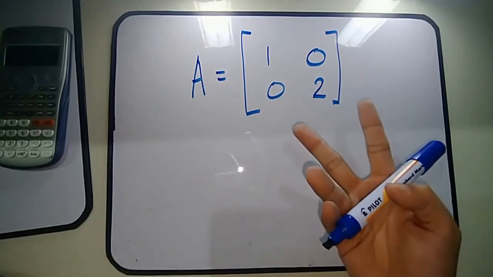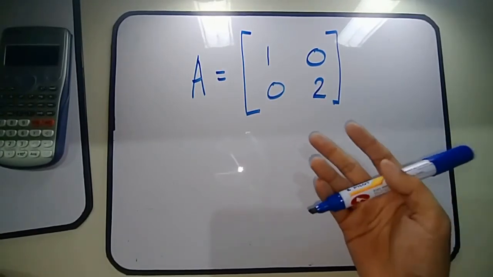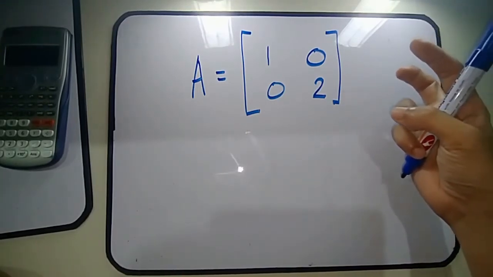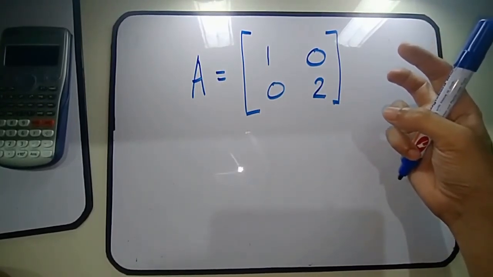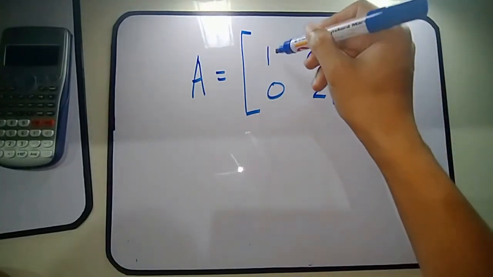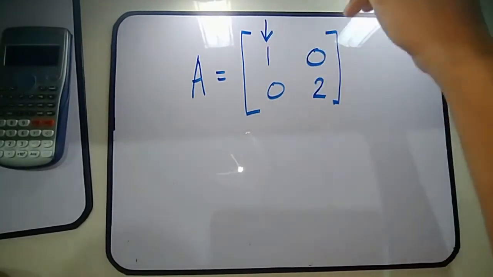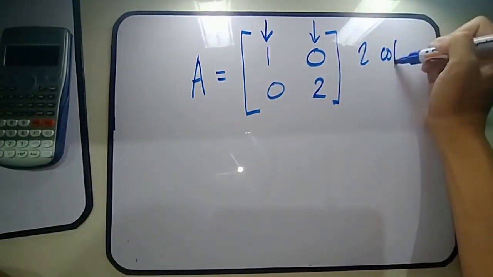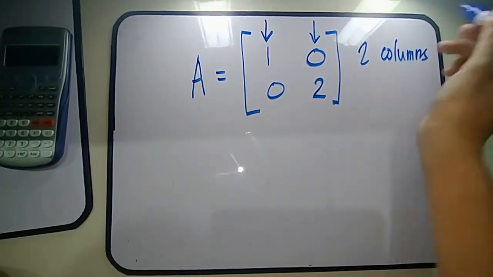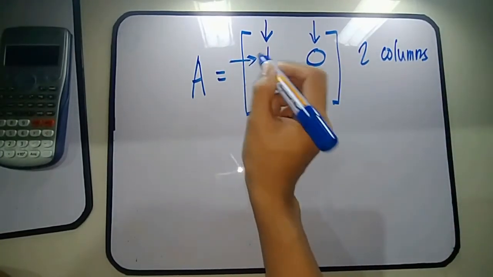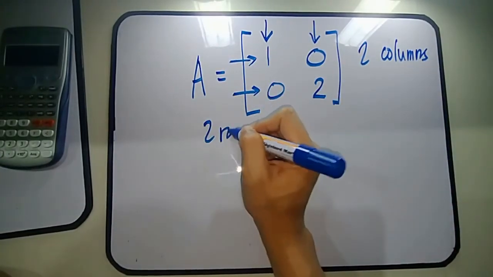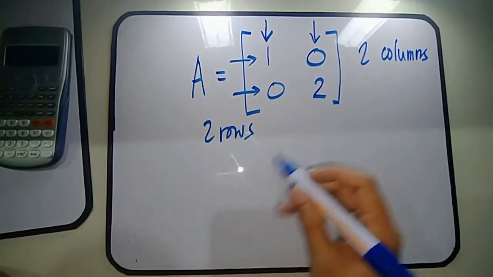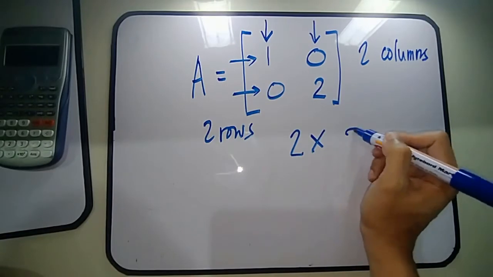This is a rectangular array. Bakit siya rectangular? Because meron tayong row and column. So in this matrix guys, matrix A, ang column natin is your vertical. So this is your column, vertical, okay? So we have here two columns. And we have here your horizontal, this what we called as rows. So, the order of this matrix is a 2 by 2 matrix.